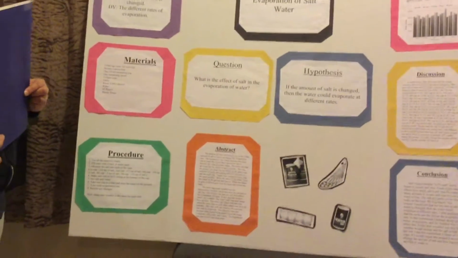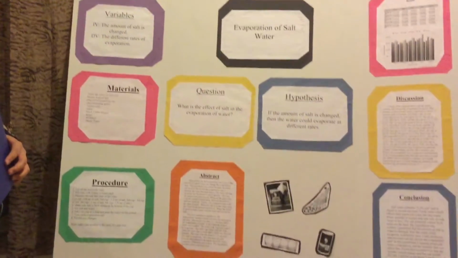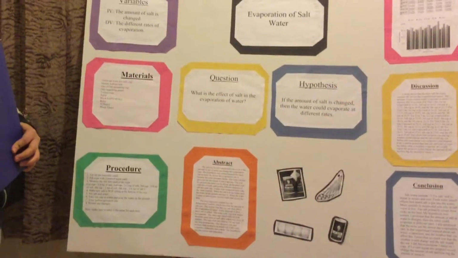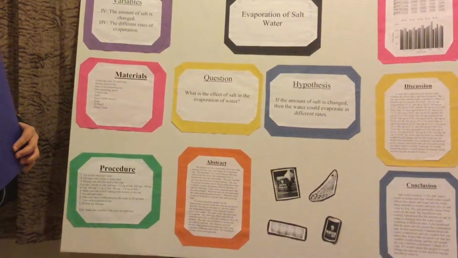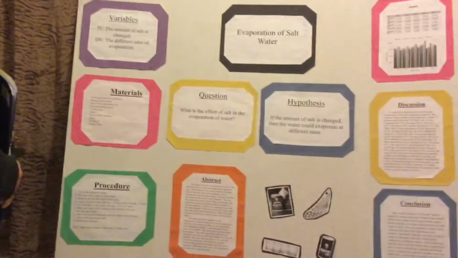The first cup was 1/4 teaspoon of salt. The second cup was 1/2 teaspoon of salt. The third cup was 3/4 teaspoon of salt. The fourth cup was 1 teaspoon of salt. The fifth cup was 1.5 teaspoons of salt.